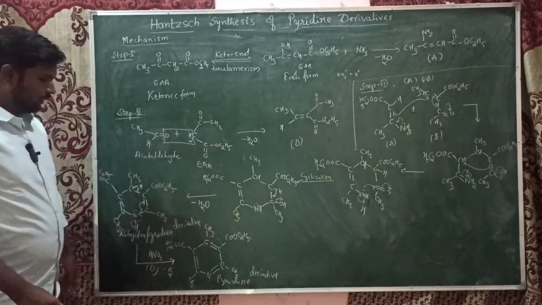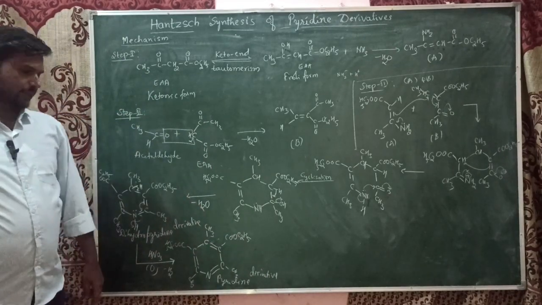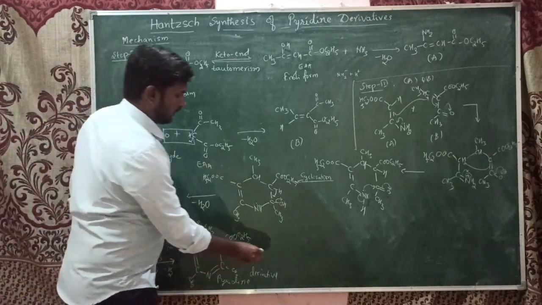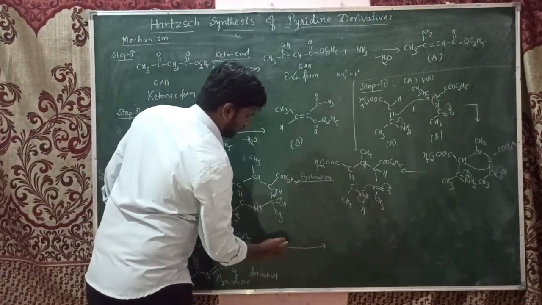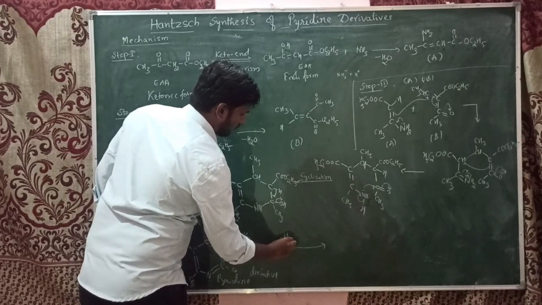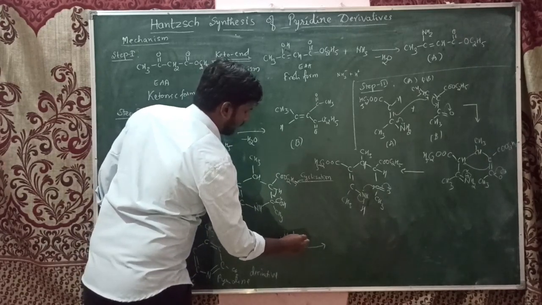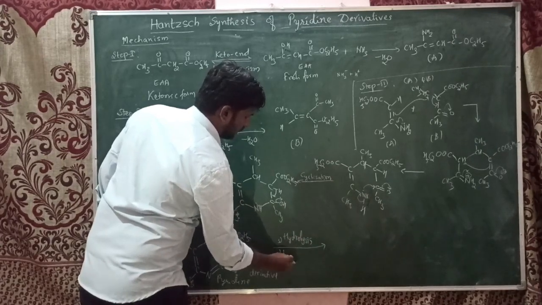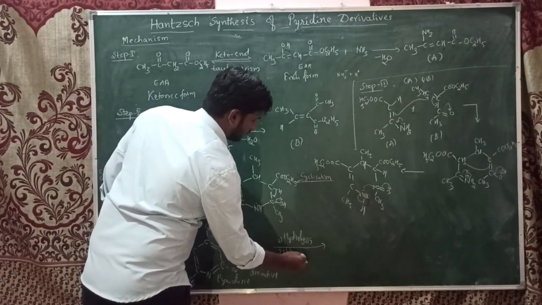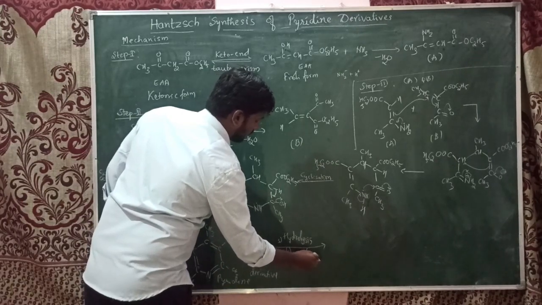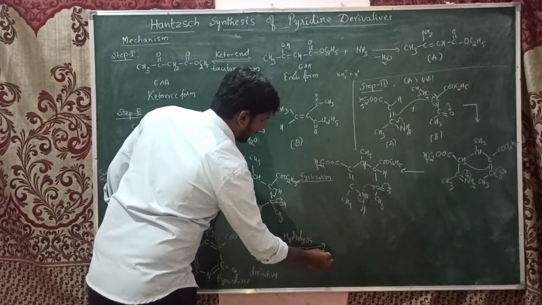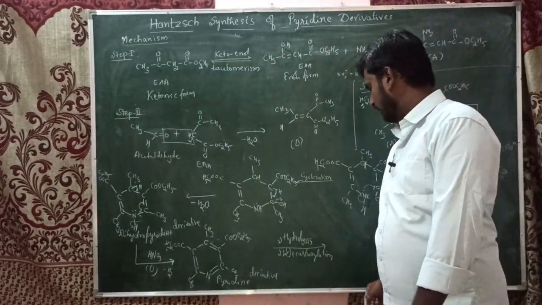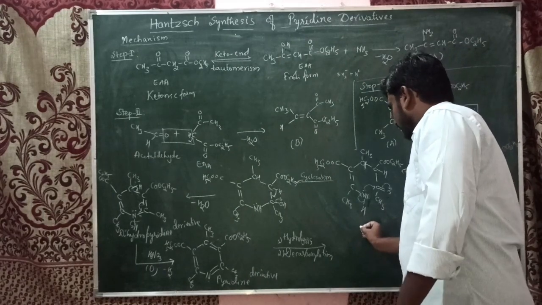But further we can remove these ester groups by hydrolysis and decarboxylation. So let me write that also. First it undergoes hydrolysis, and second it undergoes decarboxylation. Okay, now it is going to form a trimethyl pyridine compound.